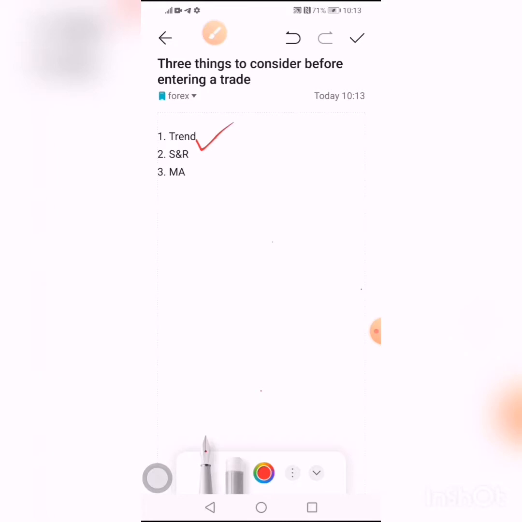Guys, quickly, I want to take you through some of the things that I consider before opening a trade. Number one, I check the trend of the market. How do I check the trend of the market? And what do I mean by the trend of the market? The trend of the market is how the market is moving. So first, I open the high time frame, either the daily time frame or the H4 frame, which is the 4 hours time frame.